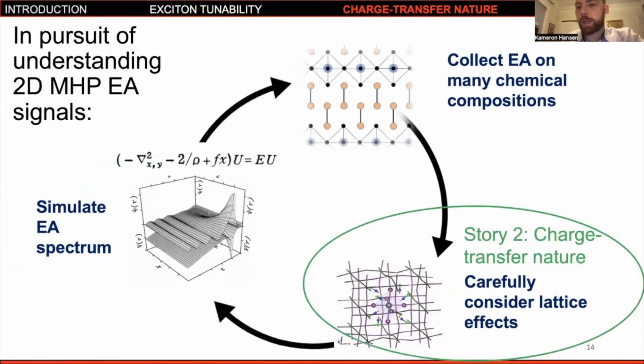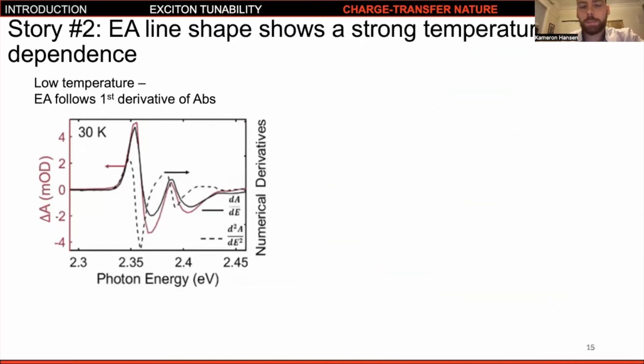With that, I'm going to transition into the second part of the talk, the second story, which is the fact that we measure some charge transfer character in these excitons near room temperature. Now, this comes down to an anomalous observation we had, and that's the EA line shape shows a strong temperature dependence. Here I have the EA signal plotted in red in comparison to the first derivative of the absorption in solid black, and the second derivative of the absorption as a dotted black line.